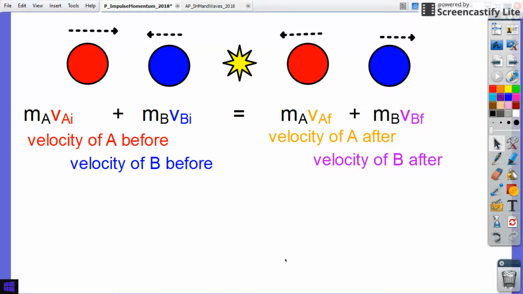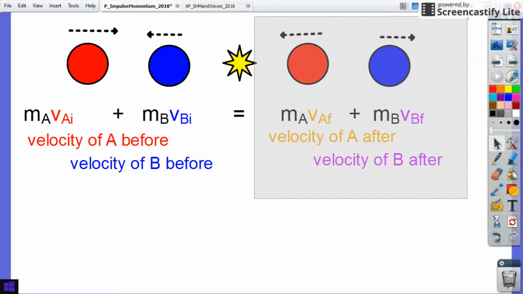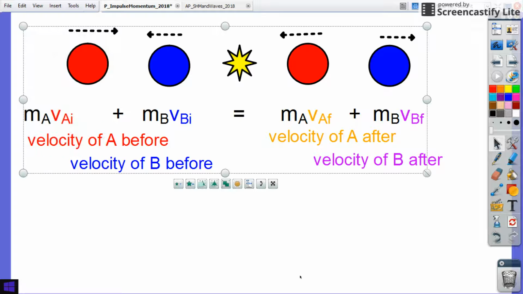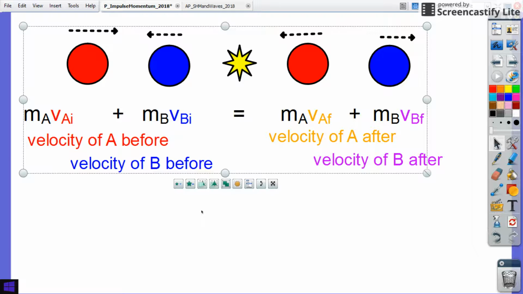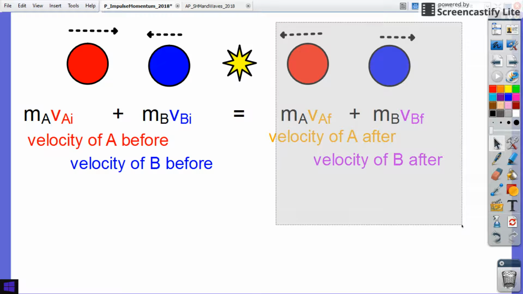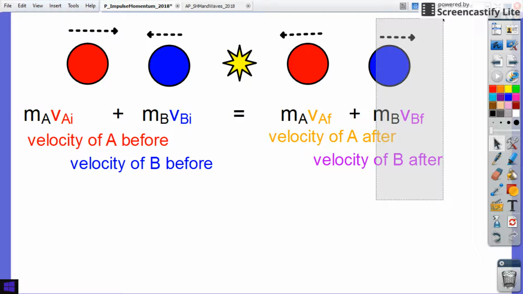So our equation for an elastic collision is going to be this, where I have two things before the crash and two things after the crash. But it follows the exact same pattern. The total momentum before the crash must be equal to the total momentum after the crash, where the momentum of A before the crash is going to be ma VAI, velocity of A initially, plus the momentum of B before, mb VBI, velocity of B initially. And whatever that total number is, it must be equal to this total number, which is going to be ma times VAF, velocity of A final, plus mb VBF, velocity of B final.